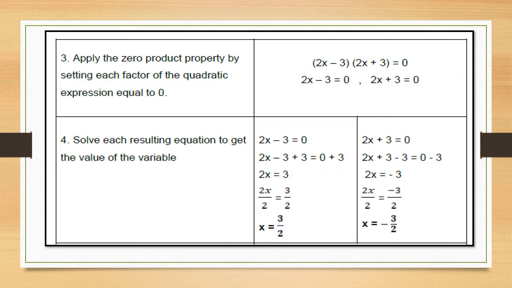Apply the zero product property by setting each factor of the quadratic expression equal to 0. So we need to equate both factors to 0. Then solve each resulting equation to get the value of the variable.